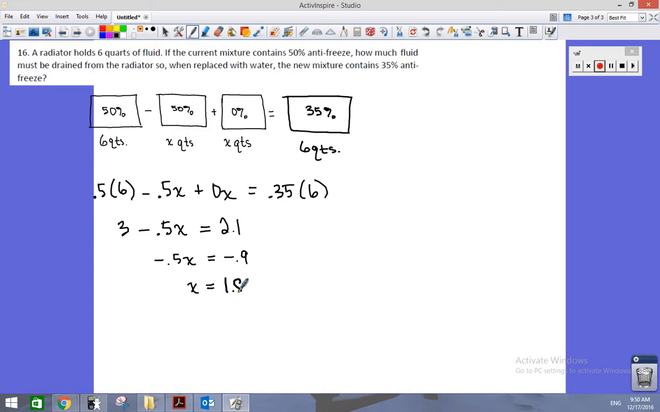So if of the 6 quarts, you drain 1.8 quarts of this 50% antifreeze and replace it with 1.8 quarts of pure water, then your radiator will be at 6 quarts, but it'll have a concentration now that's diluted to 35%. So there's our answer, and I hope that helps.